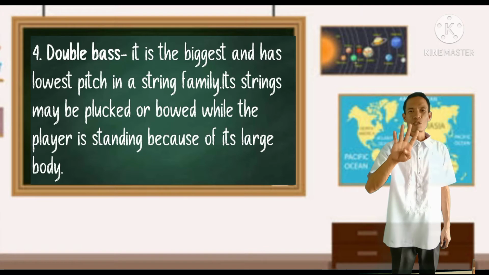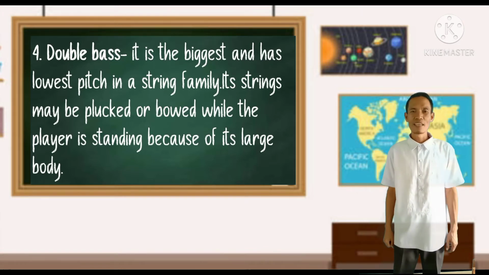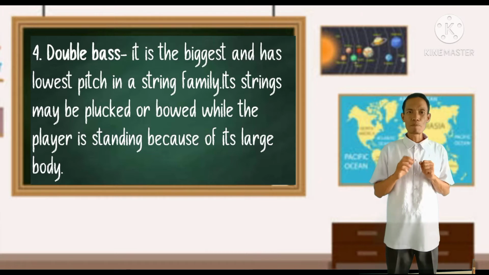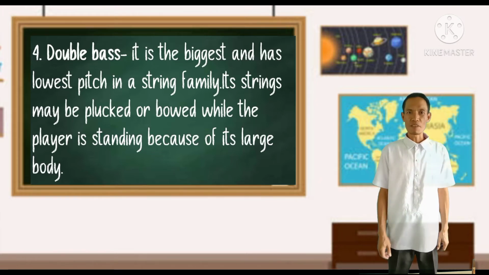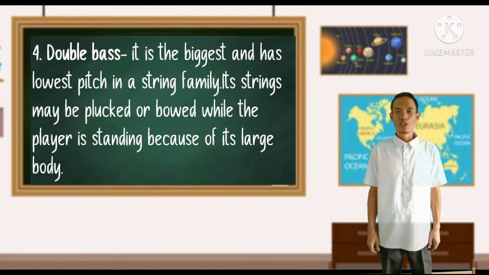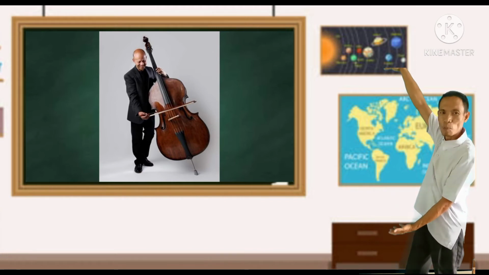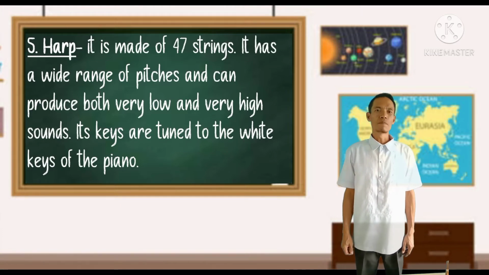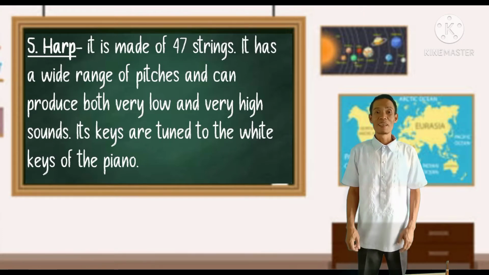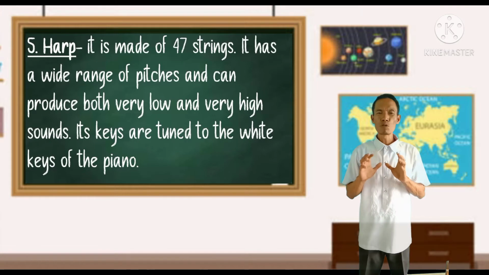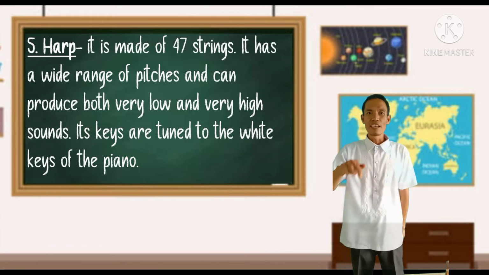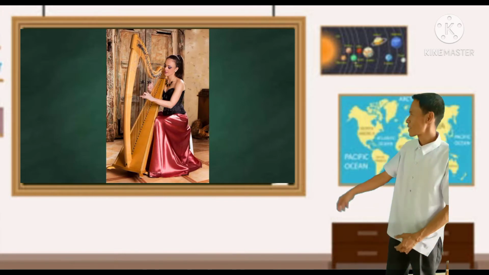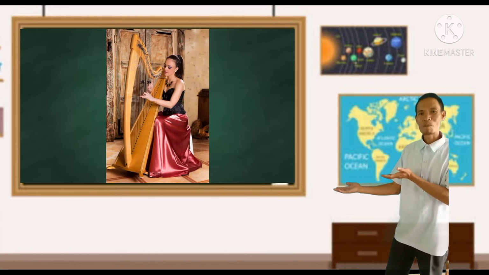Class, our number 4 string instrument is called double bass. It is the biggest and has the lowest pitch in the string family. The strings may be plucked or bowed while the player is standing because of its large body. This is the picture of double bass. Now, number 5 string instrument is called harp. It is made of 47 strings. It has a wide range of pitches and can produce both very low and very high sounds. Its keys are tuned to the white keys of the piano. Okay, class, this is the picture of the harp.